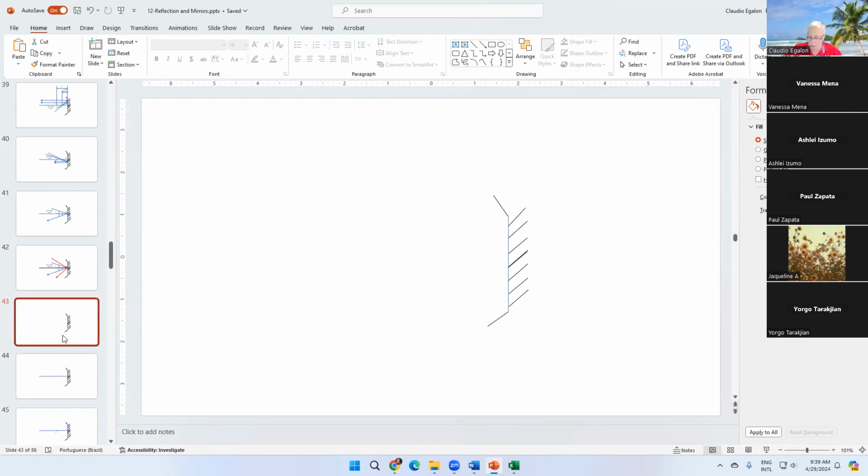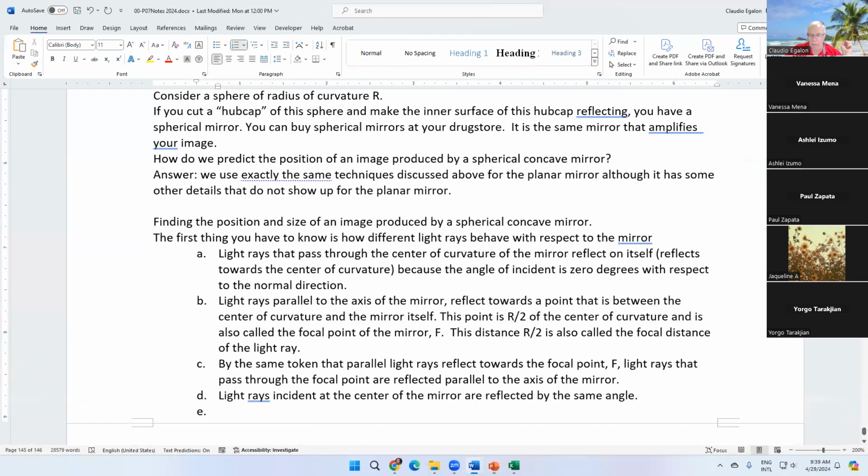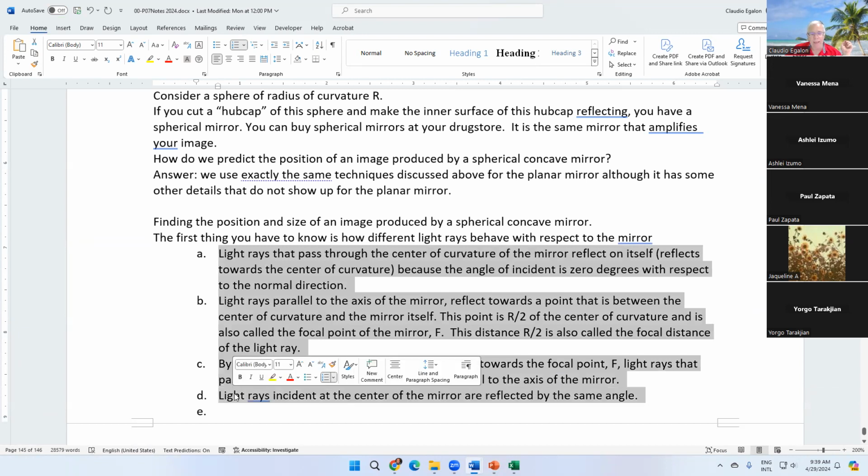Okay, so now you gotta memorize that, right? But it's not difficult to memorize. It kind of makes sense too. All those 4 types of light rays, they are just obeying that law of reflection, okay? They're just obeying that law of reflection.